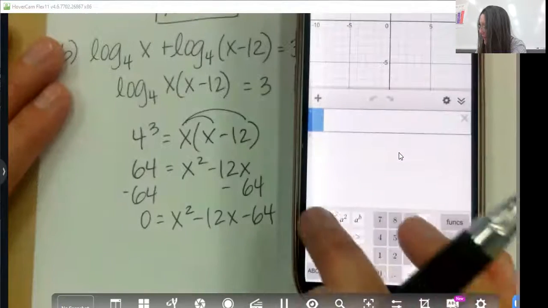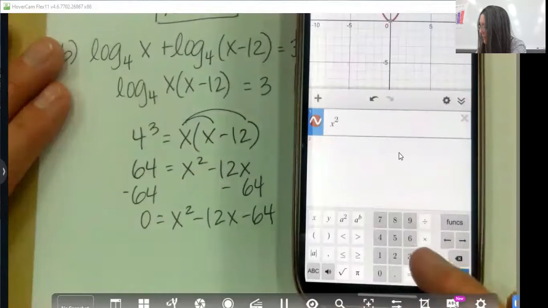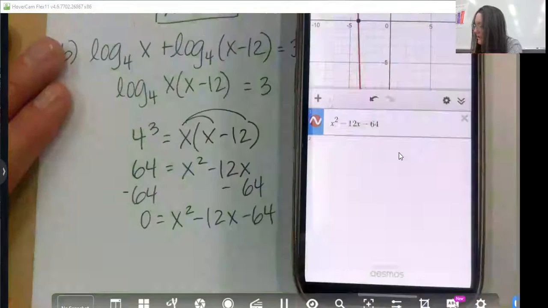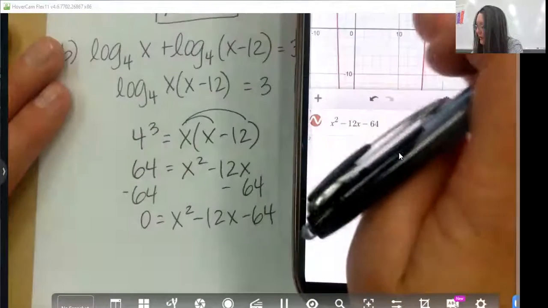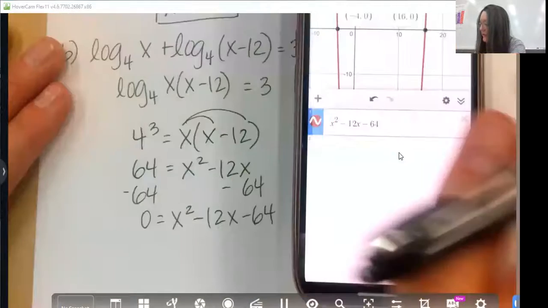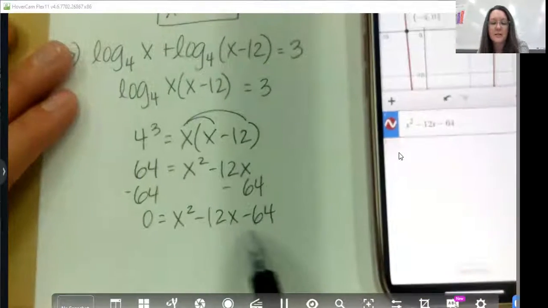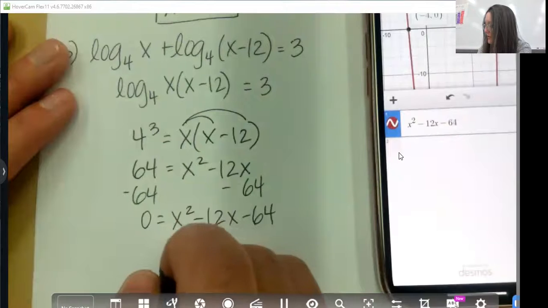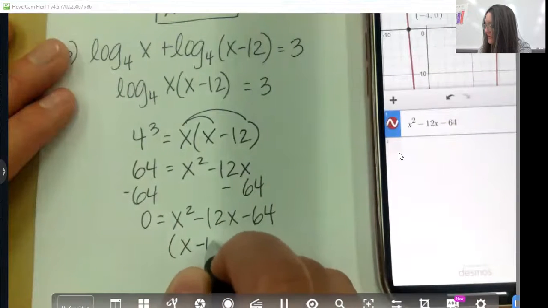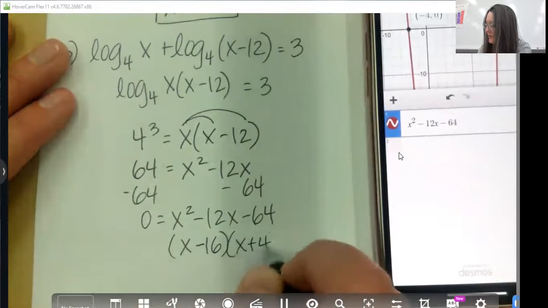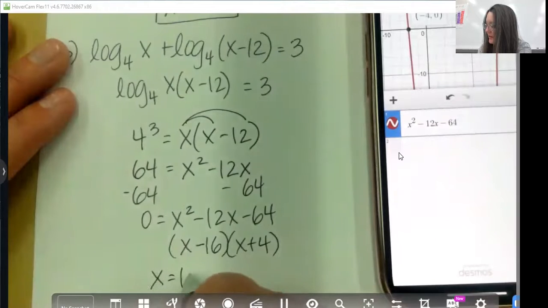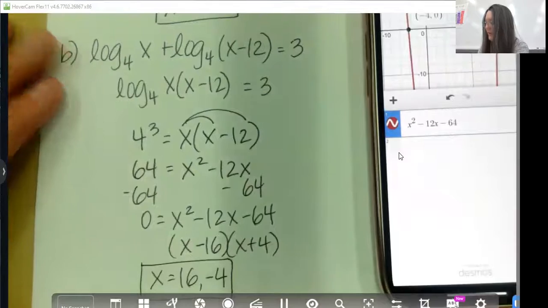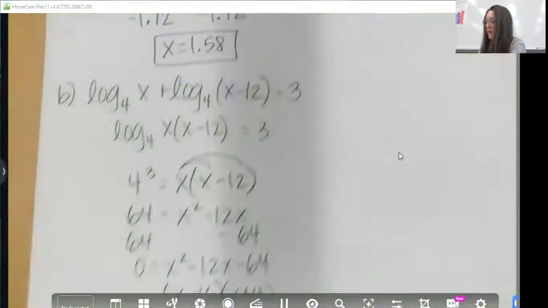So I have x squared minus 12x minus 64. So here's my zeros: negative 4 and 16. Which makes sense, right? 4 and 16 get 64, and they differ by 12. So I can factor in this way, x minus 16 and x plus 4. And then my answers are x equals 16 and negative 4, right? So there's my answers right there for letter B. All right, moving on to letter C.